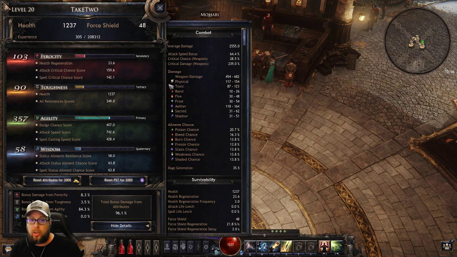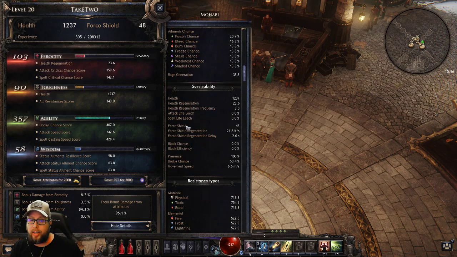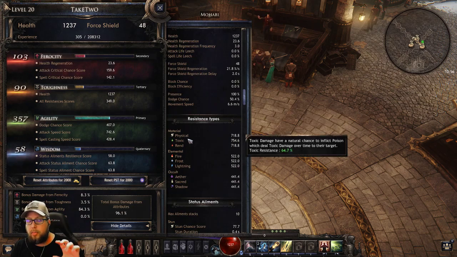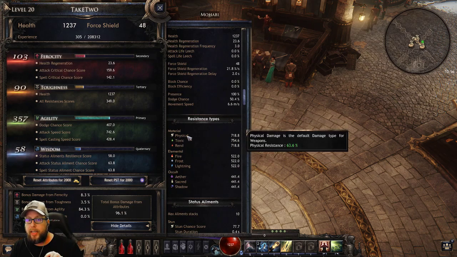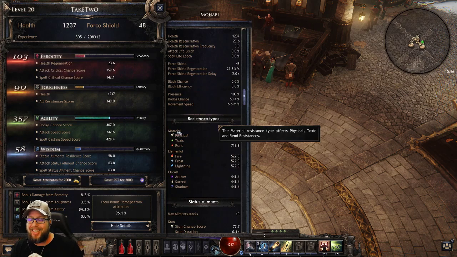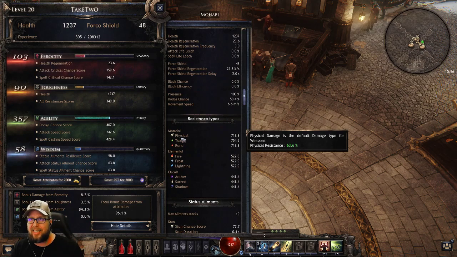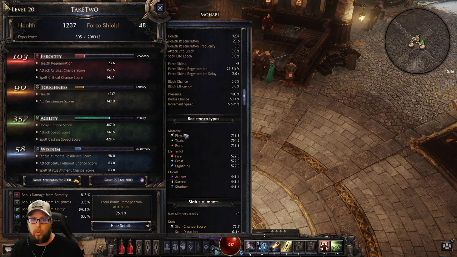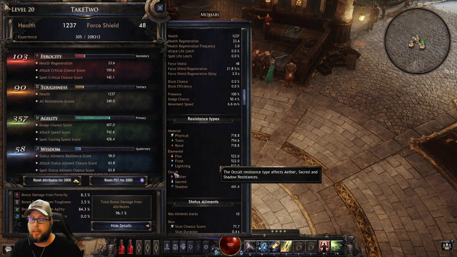Okay, so let's talk about physical, toxic, rend. What is so important about those three? Those three can be boosted by material damage. So if you ever see physical, toxic, rend and you're wondering what kind of damage that is from a material damage standpoint, just know that physical, toxic, rend is all material damage. Fire, frost, lightning is elemental. Aether, sacred, and shadow is considered occult damage.